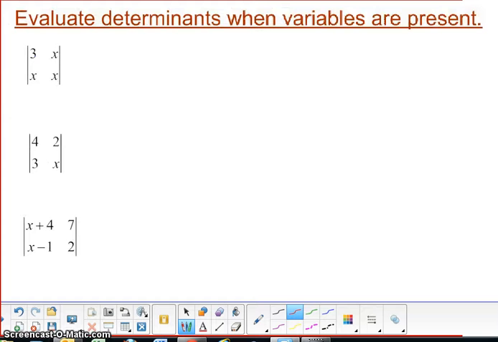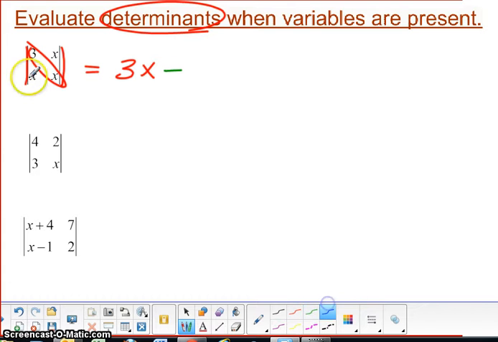You also can evaluate determinants when variables are present. For example, this first one, you are going to see the bars on the side, so that does mean determinant. That's how you're going to know. And then we're going to multiply the diagonals, so that would be 3x. And then the other diagonal would be minus x squared when you multiply those together. So at this point, that is all you can do.